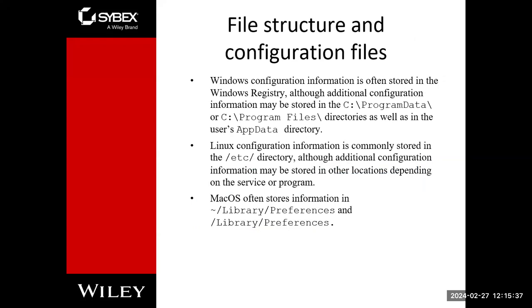File structure and configuration files. So within a Windows operating system, the ProgramData and Program Files directories are where a lot of the configuration for the registry lives. In Linux, the configuration information is commonly stored in what we call /etc. This directory is going to have configuration information and setup for all the different types of applications that you will find in a Linux operating system. And in macOS, that is similar to Library and Preferences.